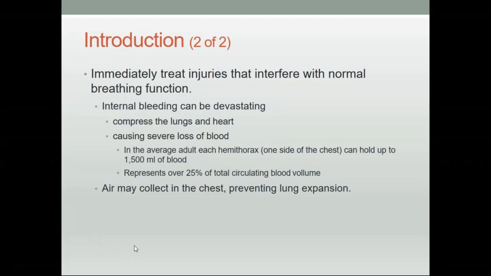Back to that hemothorax. Let's think about what I call the hemithorax, one side of the chest. Again, that can hold up to about 1,500 milliliters of blood in the average size adult. Why is that significant? That represents over 25% of the total circulating blood volume in the average adult. Why is that significant?